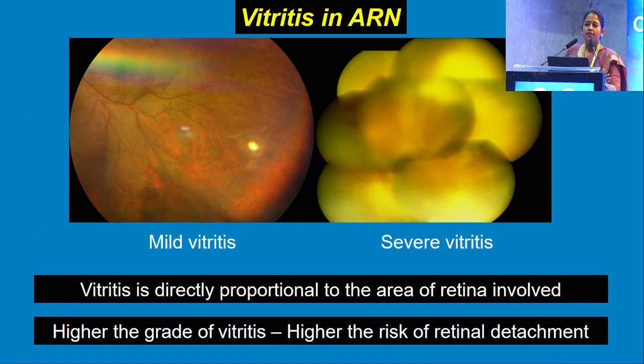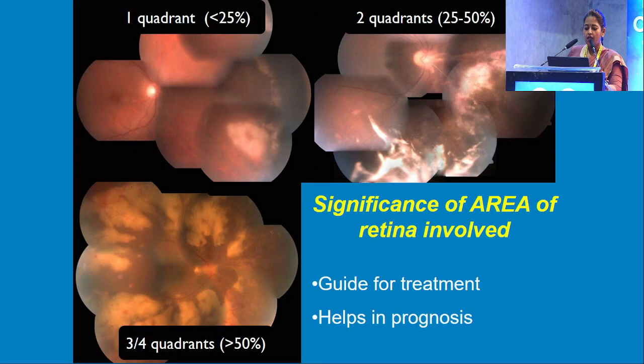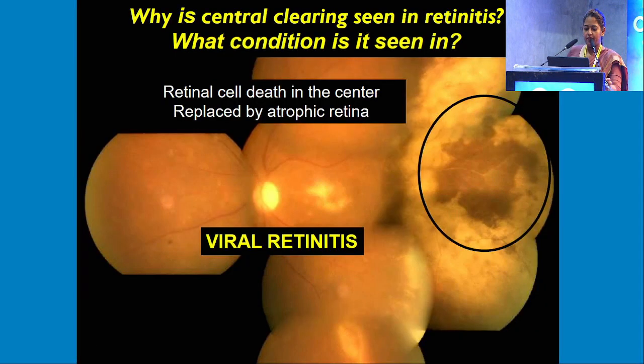Now from the anterior segment, let's move to the posterior segment, the vitreous. Vitritis in ARN can vary from mild to severe, and the grade of vitritis is directly proportional to the amount of retina involved. Why is it important? The more the vitritis, the more the chances of retinal detachment in such patients. Now, significance of area of retina involved. The more the area of retina involved, the poorer the visual prognosis and the higher the chances of retinal detachment. So it guides treatment and helps in prognosticating the case.